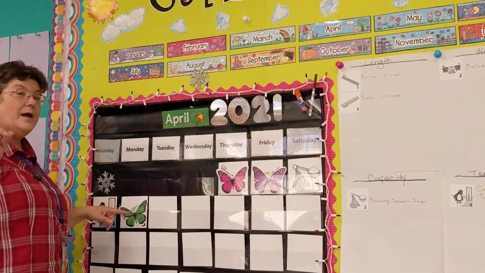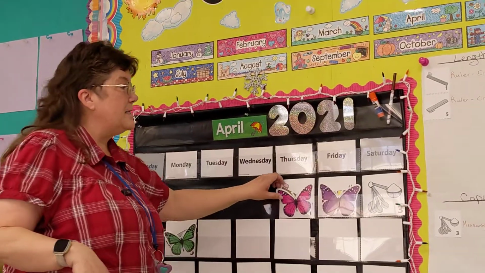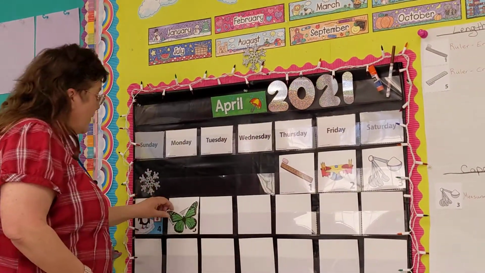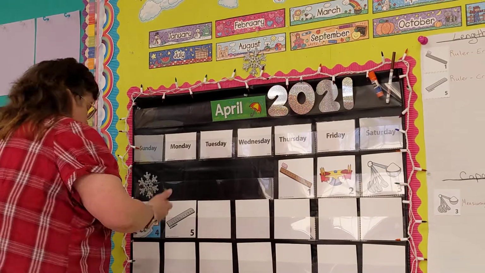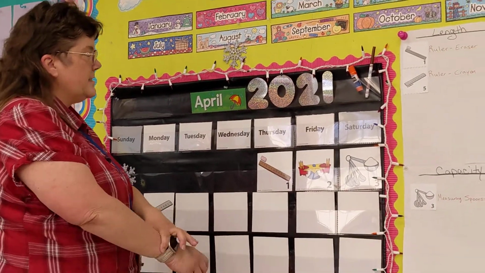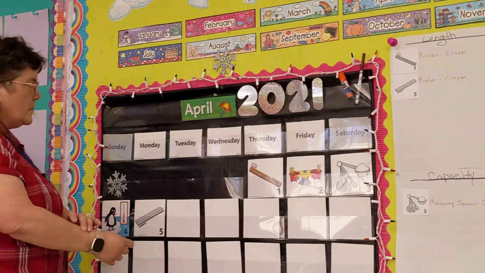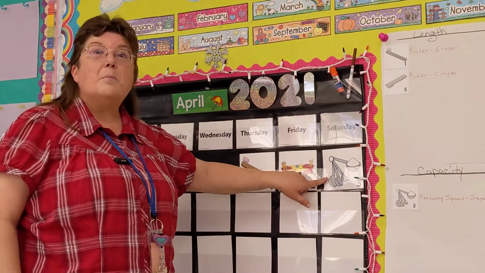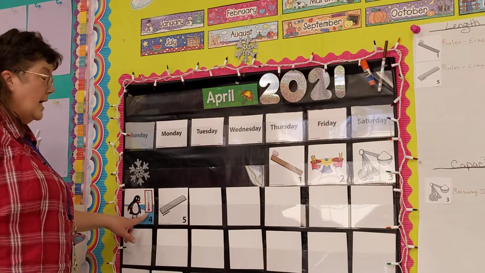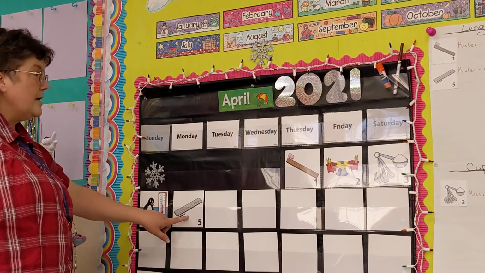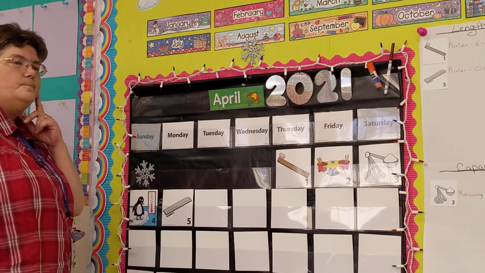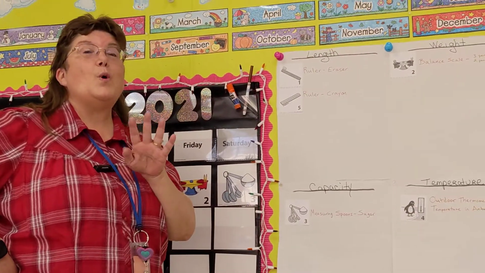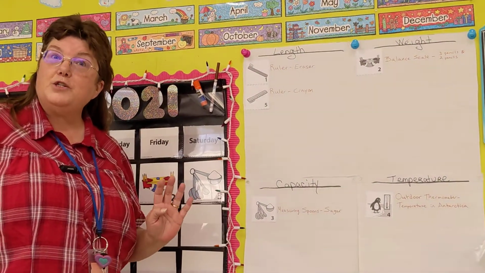Okay, before I ask you guys to predict, I'm going to go ahead and take our break butterflies off. Let's take a look. What do you guys see? I see a ruler. I see a scale. I see measuring cups. I see a thermometer, and I see a ruler again. So this month, we're going to be talking about 4 different ways to measure things.